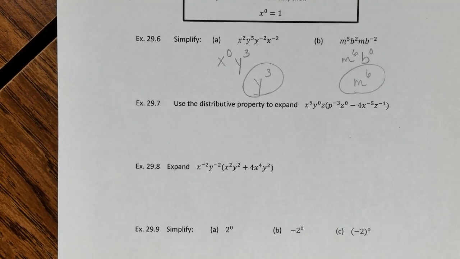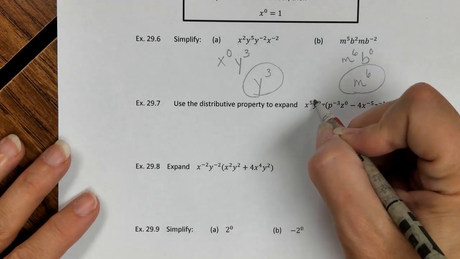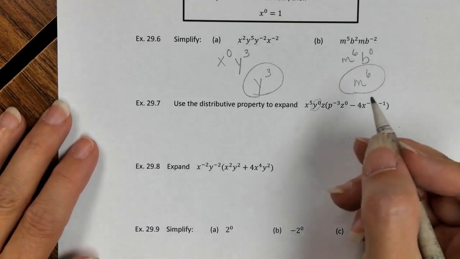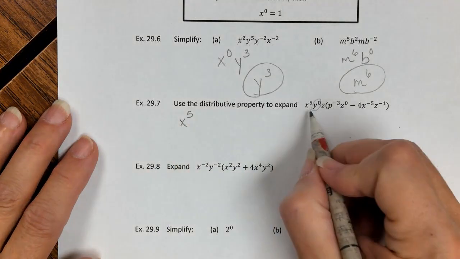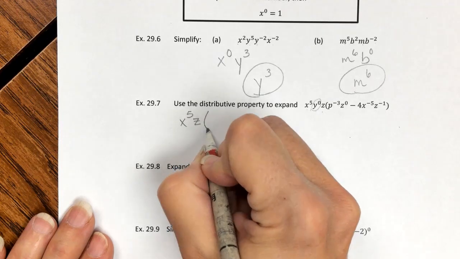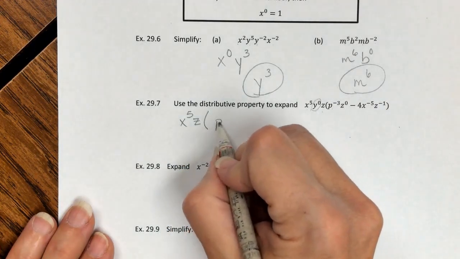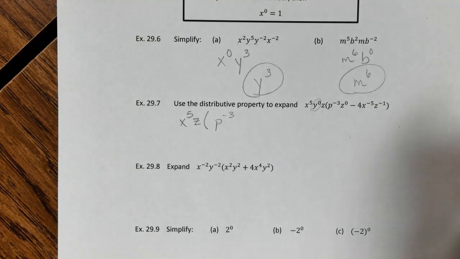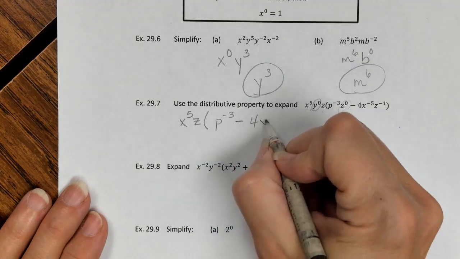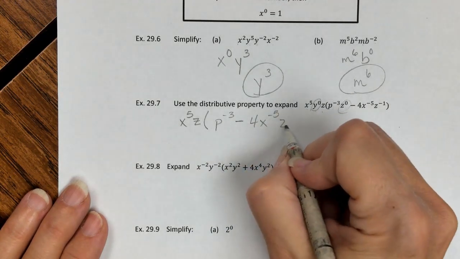Example 7 says to use the distributive property. The first thing I'm going to do is simplify what I see, because I see some 0 exponents. They're equivalent to 1. That factor right there is equivalent to 1. So I can streamline this a little bit. I have x to the 5th times 1, which I don't have to write, times z. And then in the parentheses, p to the -3rd power times 1, which I don't have to write, minus 4 x to the -5, z to the -1.